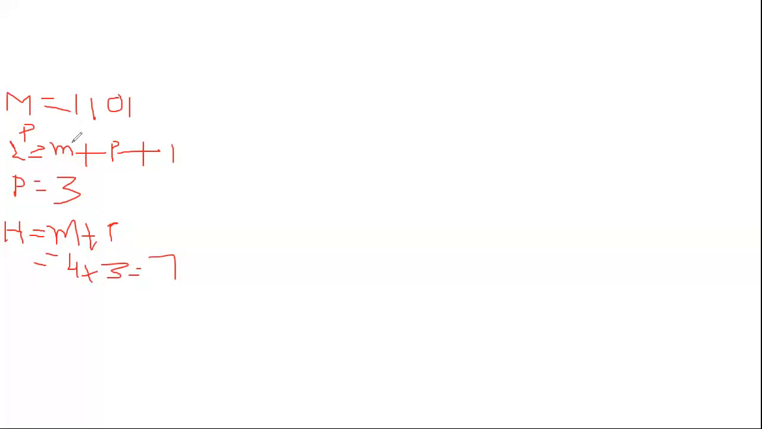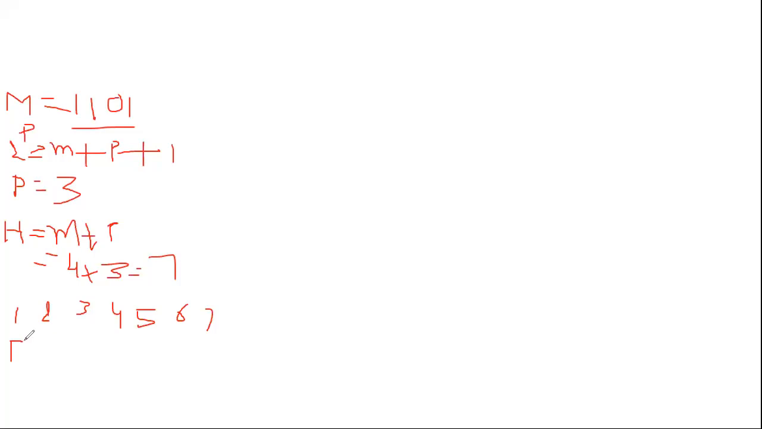Okay, do you understand? So for these message bits, we are calculating the parity bits. Totally 7 bits are there in the Hamming code: 1, 2, 3, 4, 5, 6, 7. Okay, so parity bits are placed at the 2 power positions. That means 2 power 0 position, 2 power 1 position, 2 power 2 position. Only there the parity bits are placed.